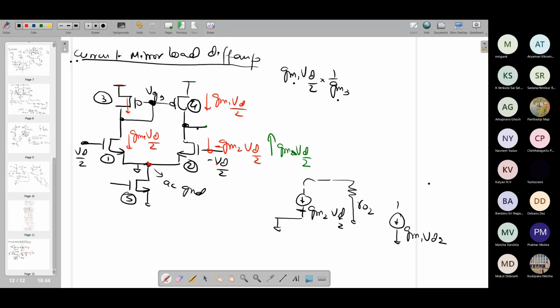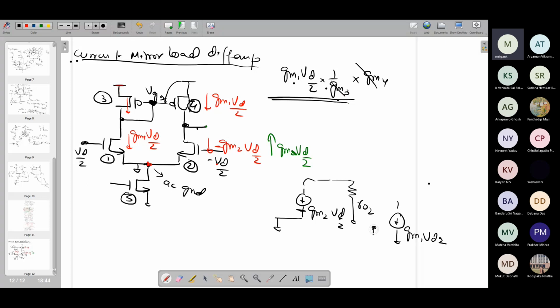That's all. And then because this is the voltage appearing at the gate of M4, this is the VGS of M4. Therefore, this into GM4 will be the small signal current flowing through M4. And because your GM3 and GM4 are the same, I cancel it, and therefore I get GM1 Vd by 2. So that way also you can see that ultimately the current in this one is GM1 Vd by 2.